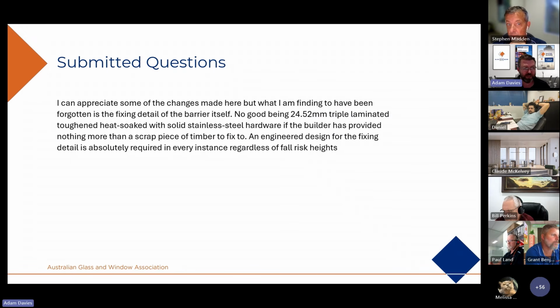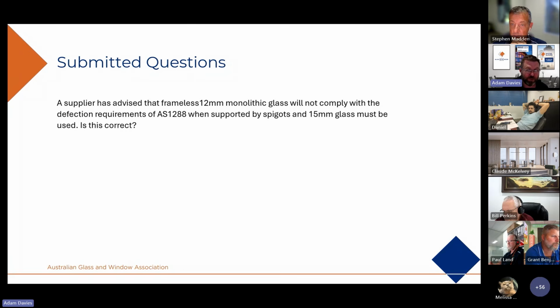Okay, the supplier has advised that frameless 12mm monolithic glass will not comply with the deflection requirements of 1288 when supported by spigots, and 15mm glass must be used. Is this correct? Two parts of this. First of all, depending on how they define what a frameless balustrade is, I would imply that that means it has no interlinking handrail, so you cannot use monolithic product because it doesn't satisfy the requirements. So let's assume when they mean frameless, they might be talking of something that has an interlinking handrail.